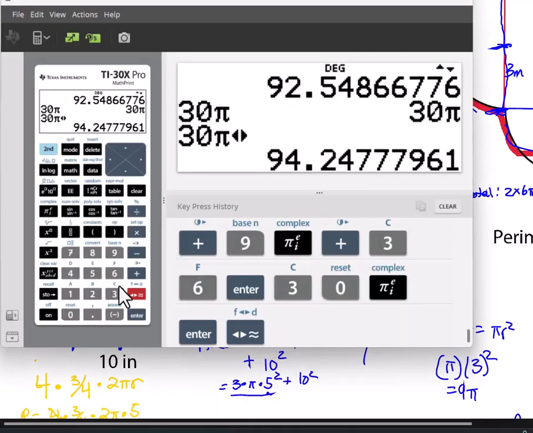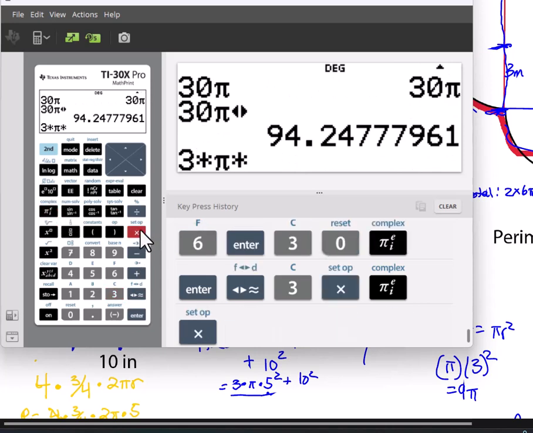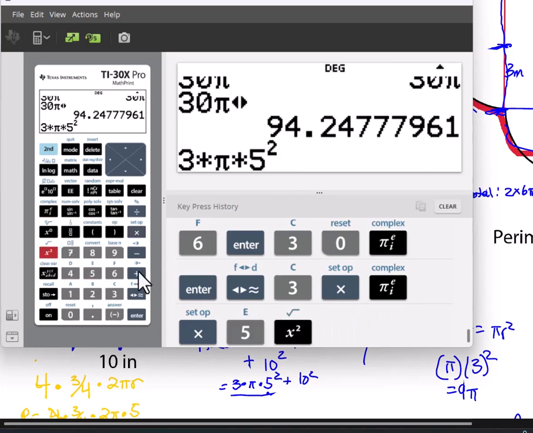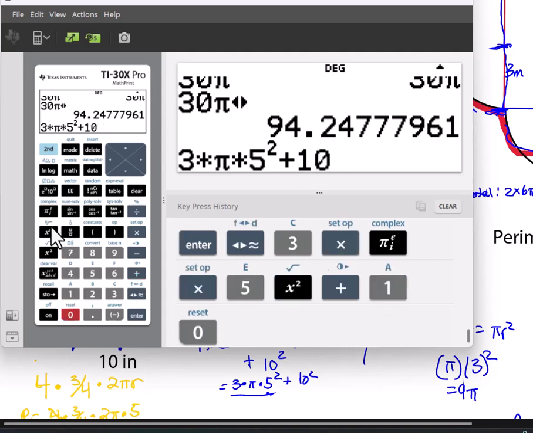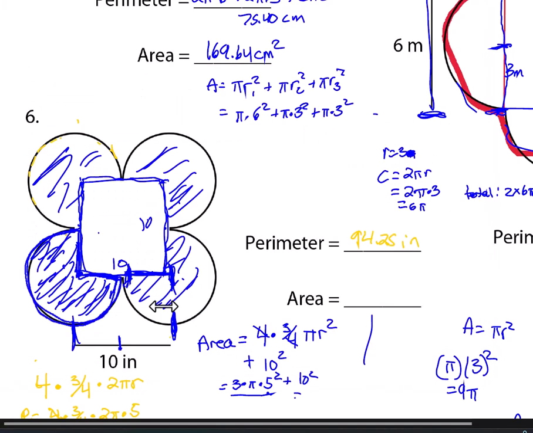And I have 3 times pi times 5 squared plus 10 squared, which was the area of the square. 335.6. And our units are inches squared.